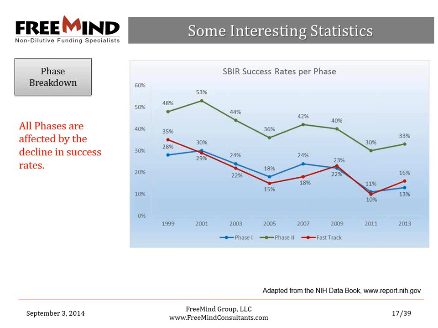Looking here at SBIR success rates since 1999, we see that there has been a steady decline throughout all phases: Phase 1, Phase 2, and Fast Track.